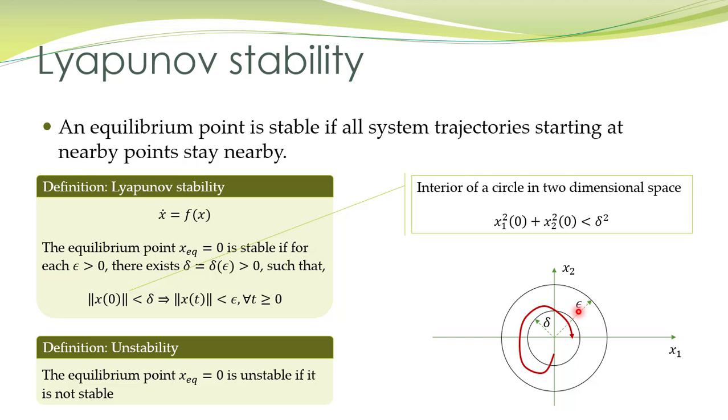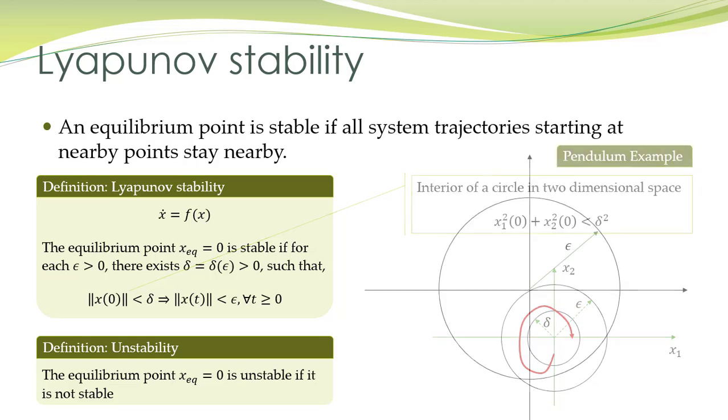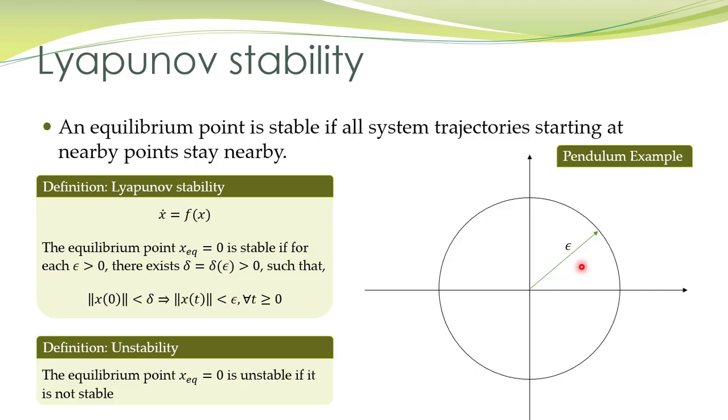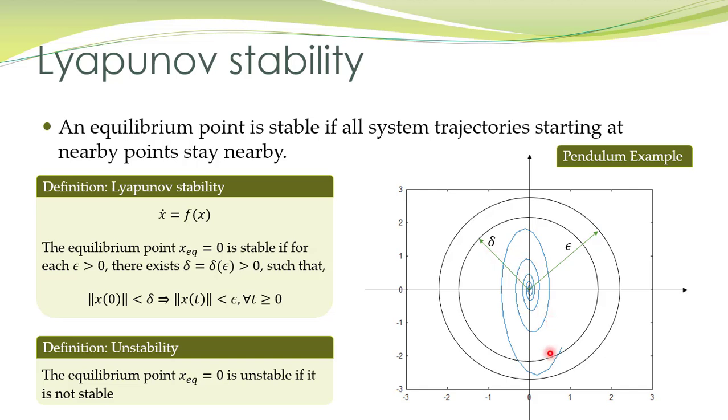We again explain this concept with the help of our favorite example, that is the pendulum system. Here we have a circle with radius epsilon and another circle with radius delta, and here is the phase portrait for that particular system, the pendulum system, and we see that the trajectories starting from within this circle stay within this bigger circle. All the trajectories starting from the interior of this smaller circle must stay inside the interior of this bigger circle.